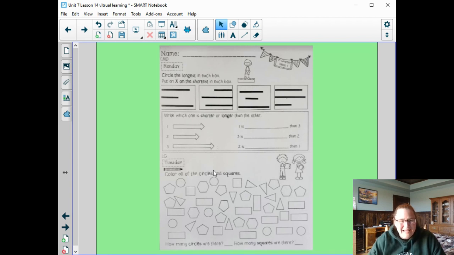And then on the bottom, it says color all the circles and squares. So go through. If you want to color the circles a certain color, do that. If you want to color all the squares a certain color, you can do that. And then you're going to count and tell me how many circles are there, and then count and tell me how many squares there are. So if you need crayons or a marker, please pause your film. Again, you can pause at any time.